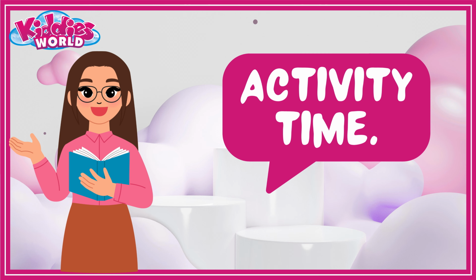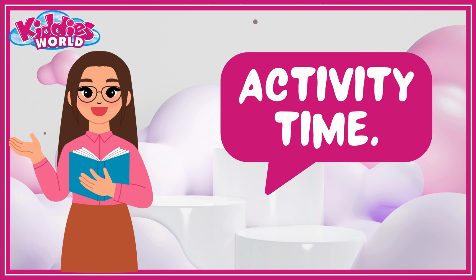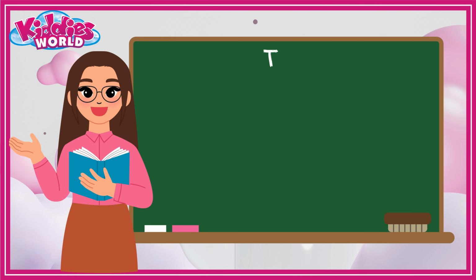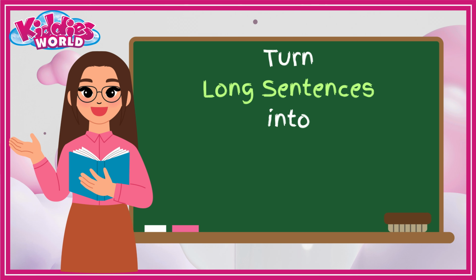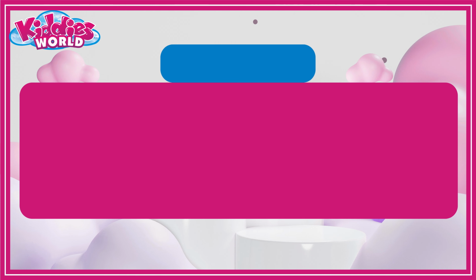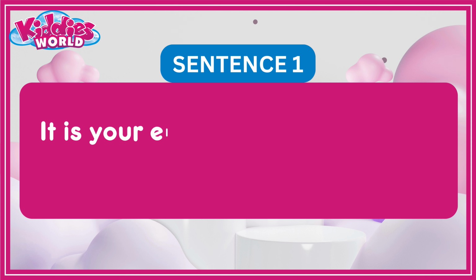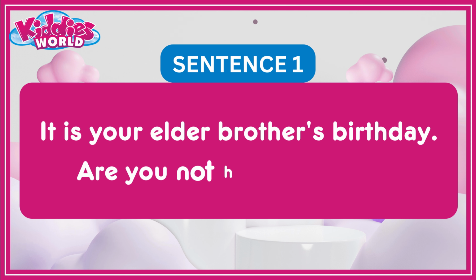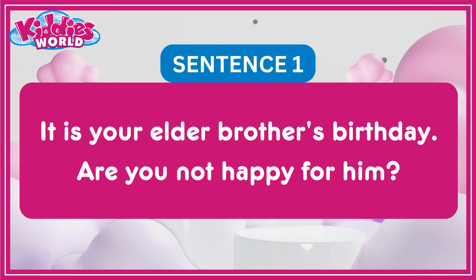Activity time. Let's do this activity together. We're going to turn long, boring sentences into cool, short forms. Are you ready? Let's go. Sentence 1. It is your elder brother's birthday. Are you not happy for him? That's a bit long, right? Let's shorten it using contractions.